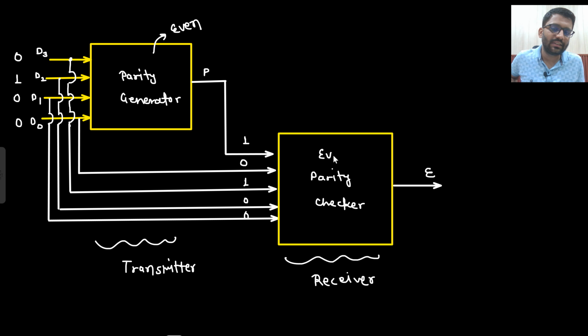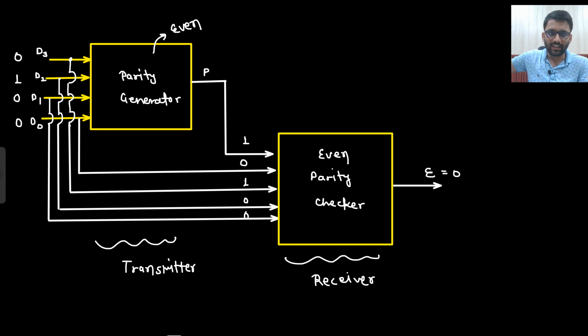Now what is this? This is an even parity checker. So what will it check? That the number of ones should be even at the input side. This was the generator, this is the checker. It will check if the number of ones is even. Yes, if the number of ones is even, it will give error 0, meaning there is no error. Are you getting this point? What we are doing in the parity generator and checker.